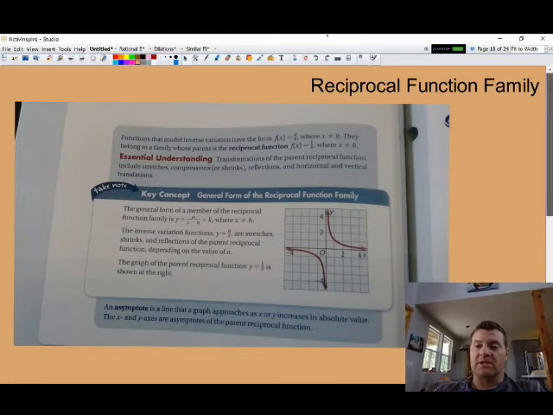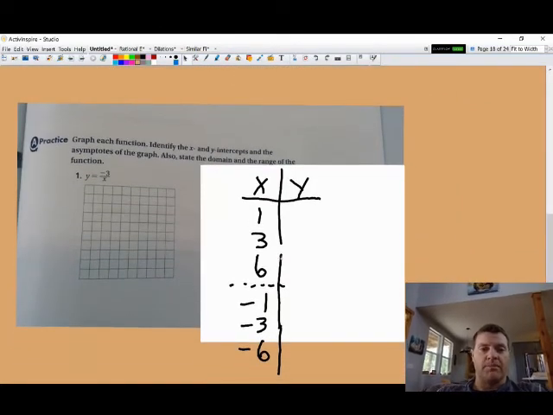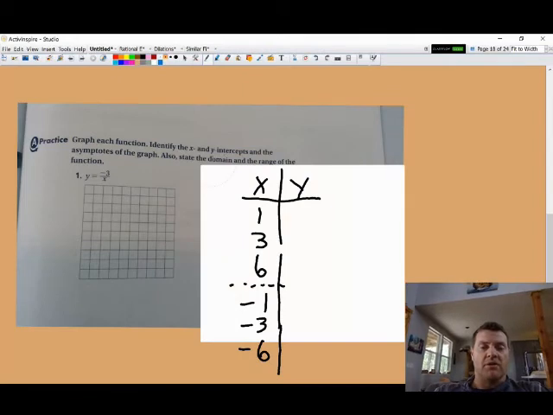Okay, let's look and see what we've got in terms of other functions. Here's one of the problems in your book where they want us to graph this. They want us to identify the x and y intercepts and the asymptotes of the graph, and then domain and range. Okay, so let's go ahead and do this.